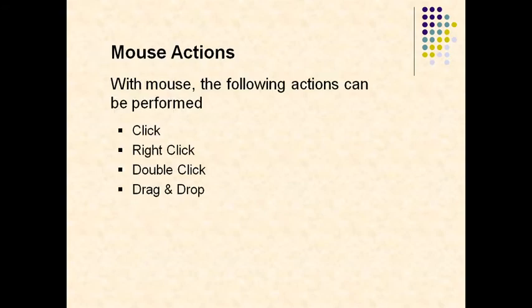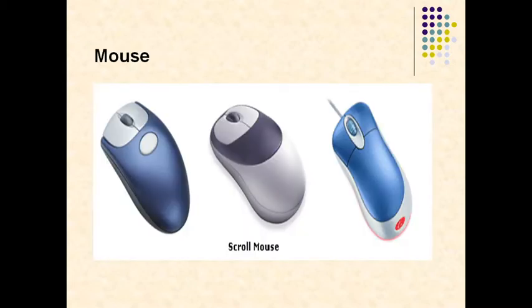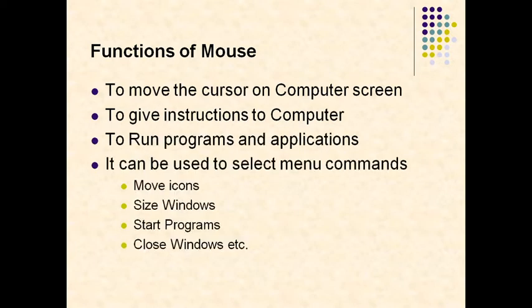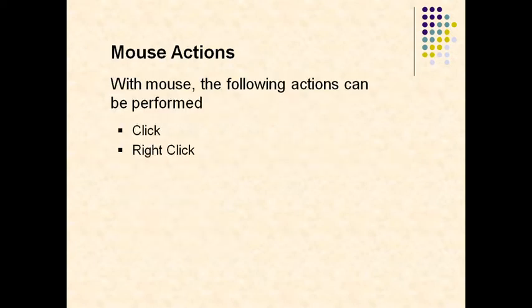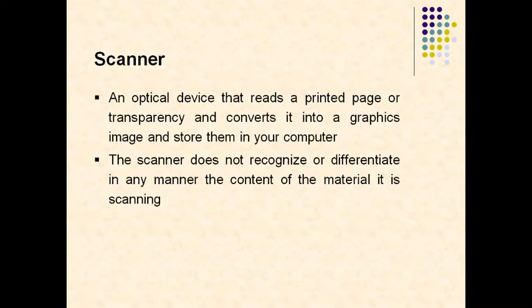Now let us go to the next topic. We have seen what a mouse is, what the functions of a mouse are, and how a mouse looks. We have seen the picture here, the functions of mouse, and the mouse actions. Now let us go to the next topic, which is scanner.